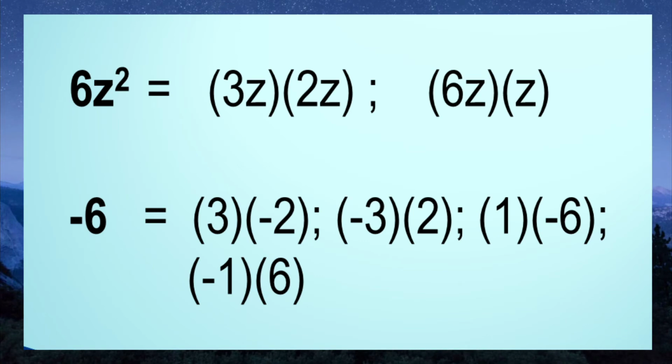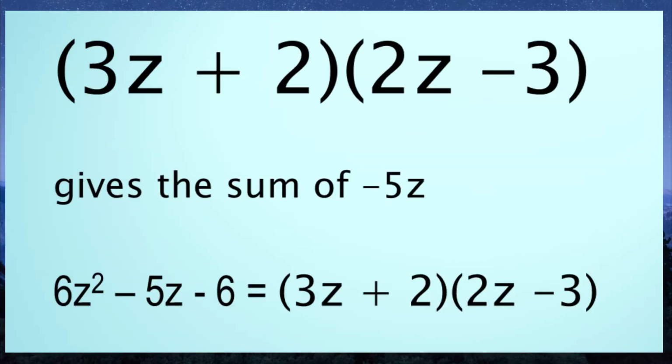Using the factors of the first term and the last term, we can write all possible factors. Let us determine the middle term by multiplying the factors. We can see that the quantity 3z plus 2 and the quantity 2z minus 3 give the sum of negative 5z. Therefore, they are the factors of the trinomial 6z squared minus 5z minus 6.